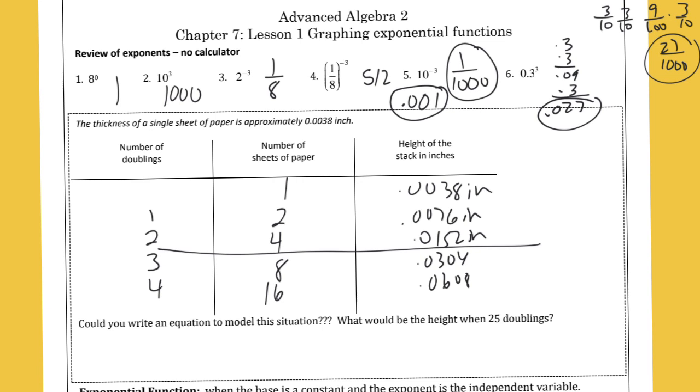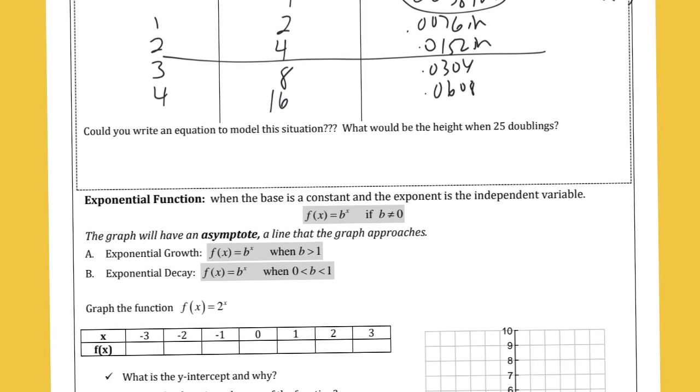How tall would your stack be? And if you think about it, we want to times this sheet of paper by 2 25 times. So 0.0038 times 2 to the 25th would be our answer when we multiply that out. And that'd be just over 2 miles tall, which is kind of crazy, okay? And so doubling something really does make it grow substantially, okay?